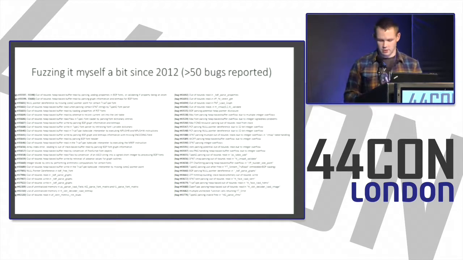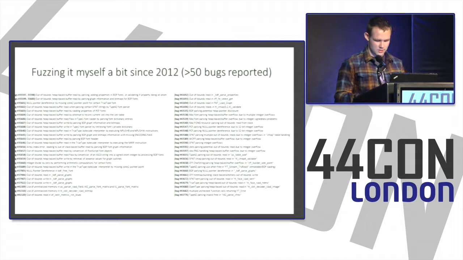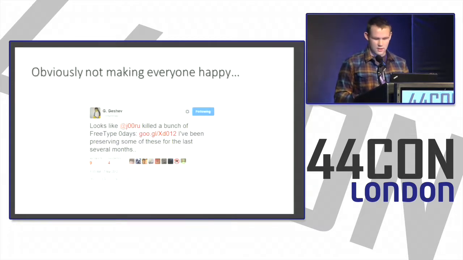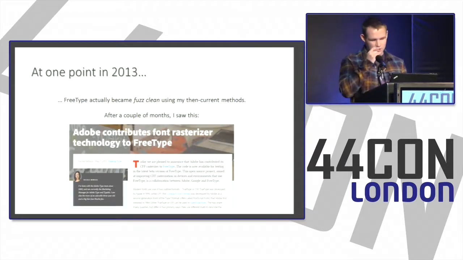I've been fuzzing it myself since 2012, and I've found over 50 bugs by just fuzzing it. So it's really full of bugs. Obviously, not everyone was happy about it. But at some point in 2013, I got it to a fairly clean state, obviously with my then current method, so with my corpus that I had for fuzzing and with my mutation algorithms.